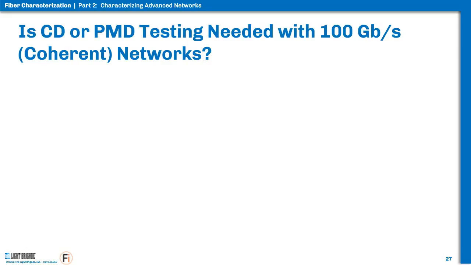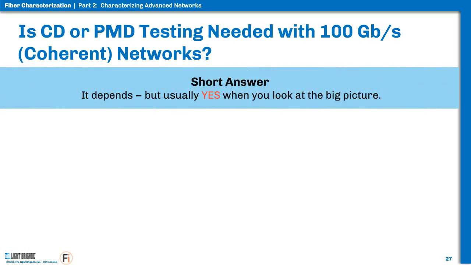The answer is, it depends, but usually it is recommended that you do PMD and CD measurements as well. You have to do all the other ones, but in terms of CD and PMD, it is recommended that you test these, even if you're doing 100 gigabits per second. And the reason is this. Ask yourself this.